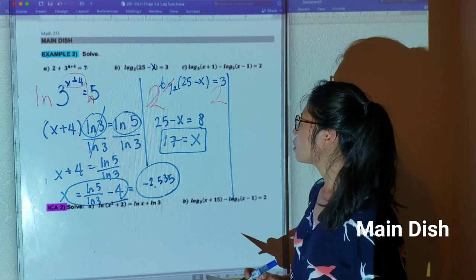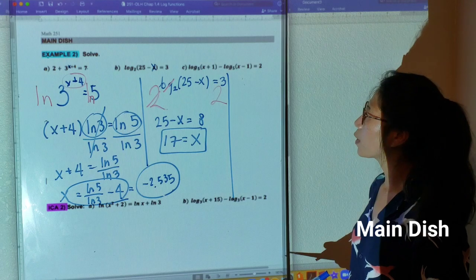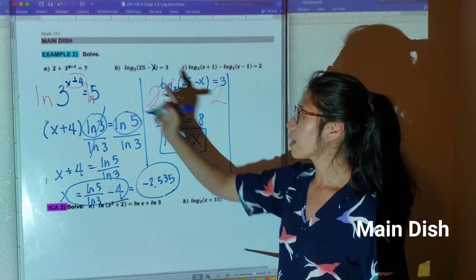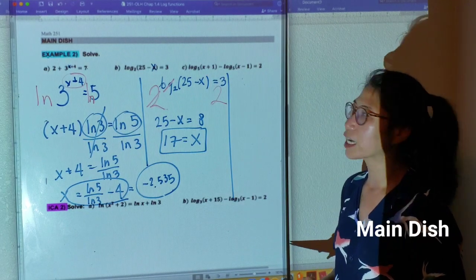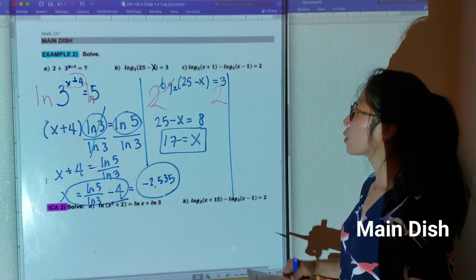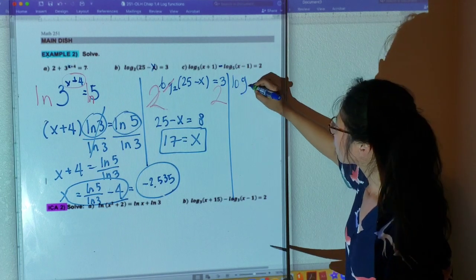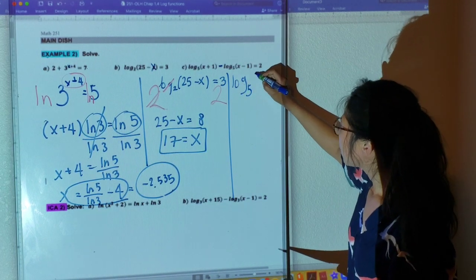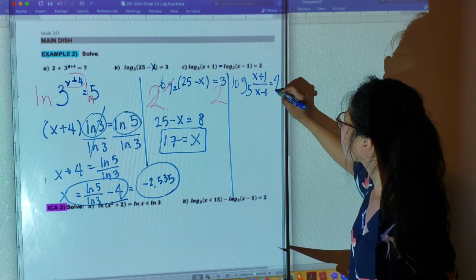Okay, I hope that I have enough space for C. So for C, this time we have two separate x's. The last two questions had one x that we could isolate, but this time we have two x's that we have to combine into one x. So let's see how we can combine into one log. Subtraction has a rule that we can rewrite as division. So log base 5 of x plus 1 over x minus 1 is going to be equal to 2 here.